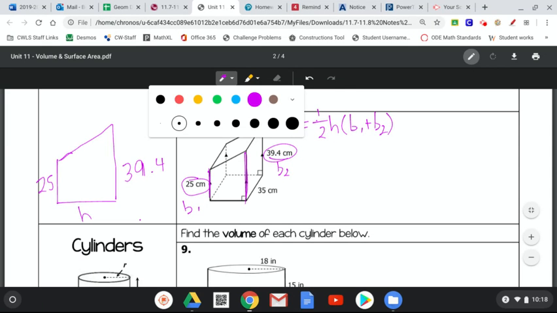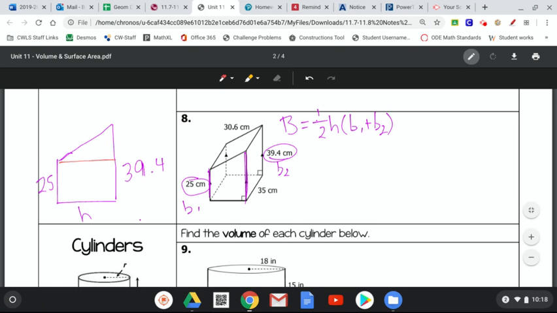Okay, I'm going to switch colors here. The height is just going to be this red line, okay? It's just going to be this red line. Now, if you notice, when I make that red line, and I'm going to outline it in red, I have a triangle here, okay? More importantly, I'm going to have a right triangle, okay? I'm just going to go from the end of our base 1 straight down to our base 2, forming that right triangle.